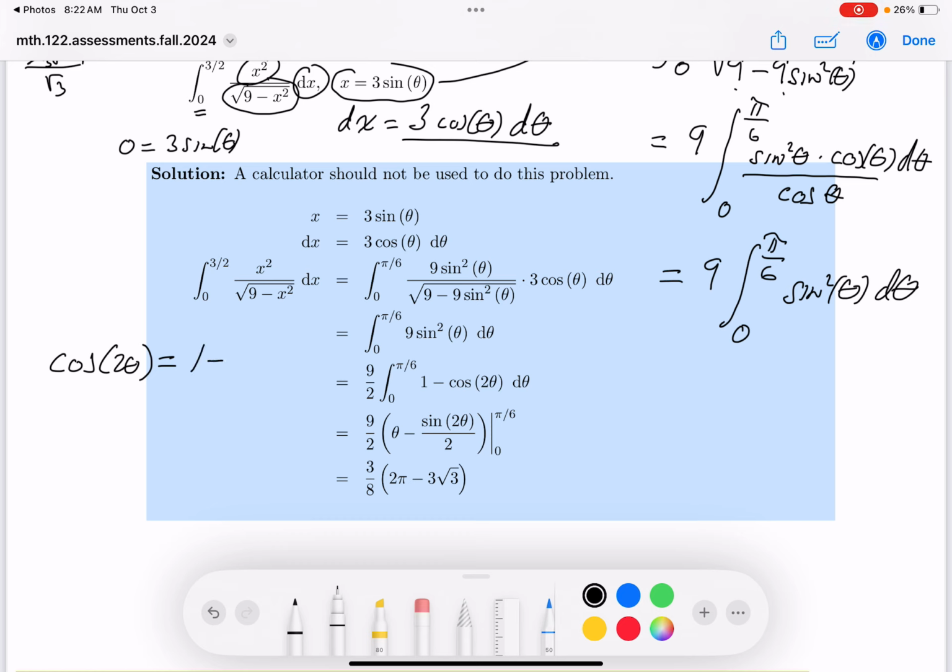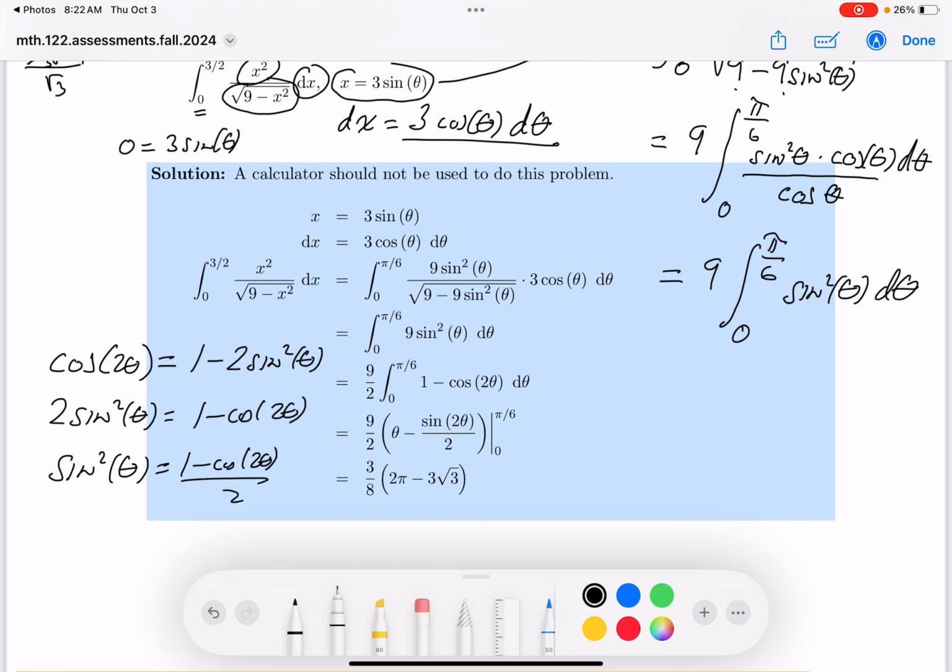One way you can write down is 1 minus 2 sine squared theta. All right? So this can get manipulated to 2 sine squared theta equals 1 minus cosine 2 theta. And you divide by 2, you get sine squared theta would be 1 minus cosine 2 theta over 2. So the point of that is we're reducing the degree.